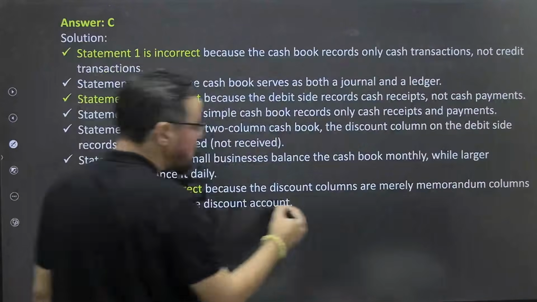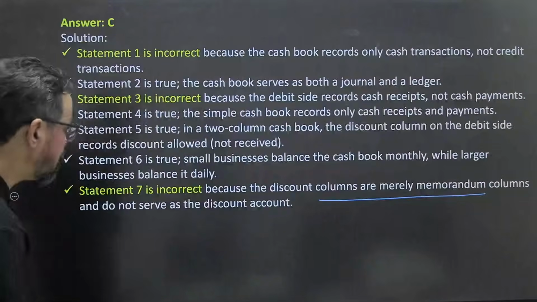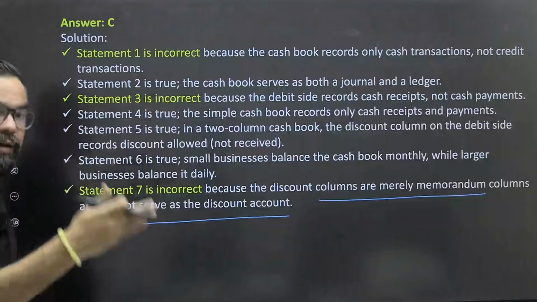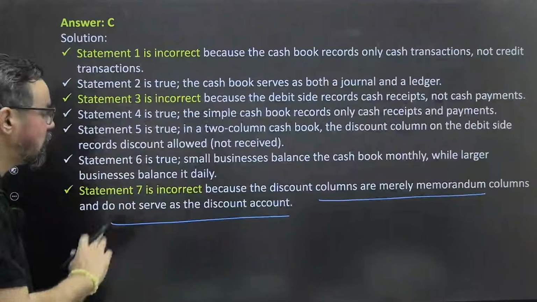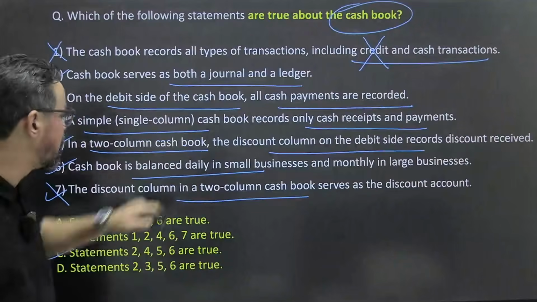Okay. Discount columns are merely memorandum columns and do not serve as a discount column. So that is debit discount or credit discount. Okay. That statement was incomplete. Here is the full statement. That's why it is wrong.